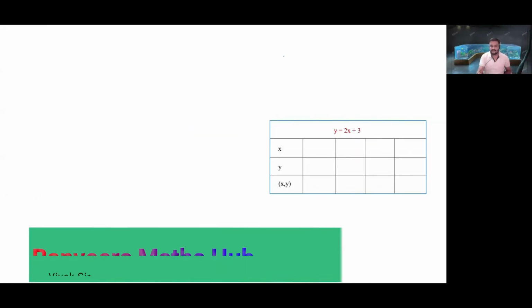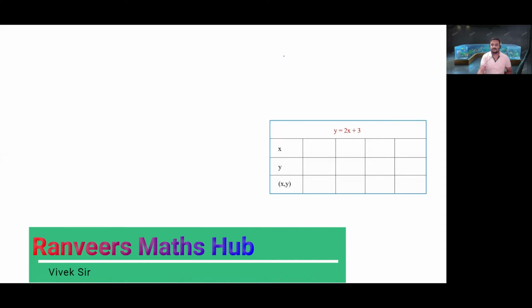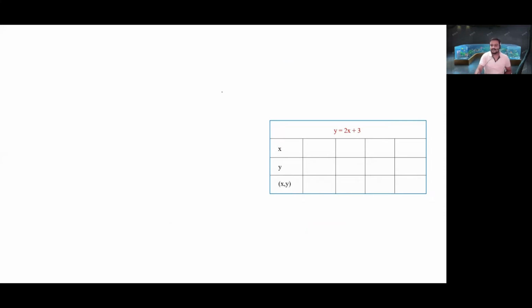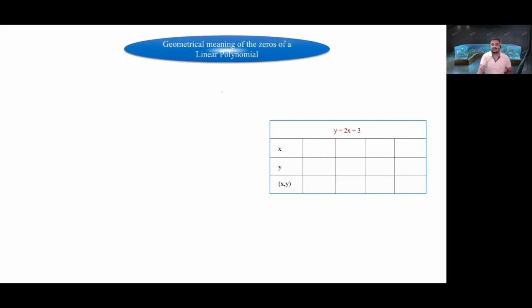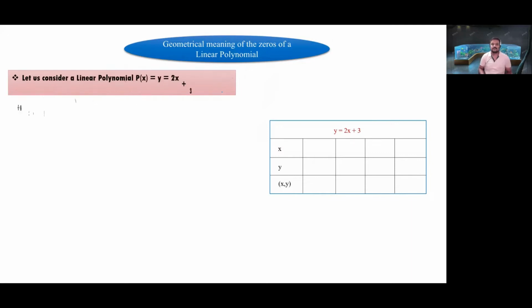So yesterday we were discussing the graphical representation of the polynomials. First was the linear polynomial. We were talking about linear polynomial. So what is the general form of linear polynomial?